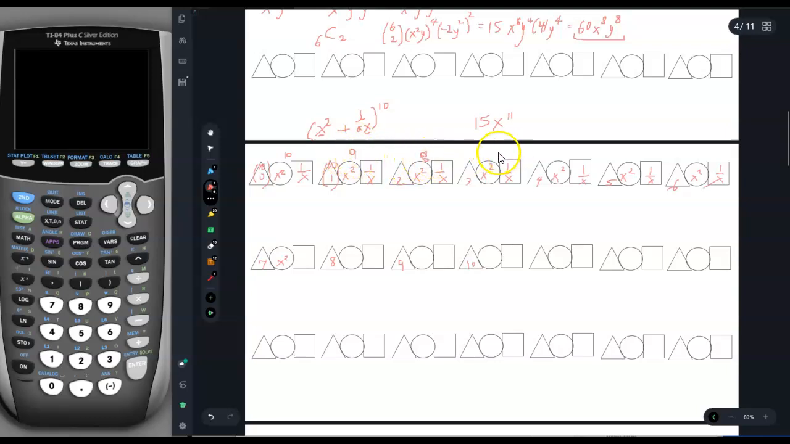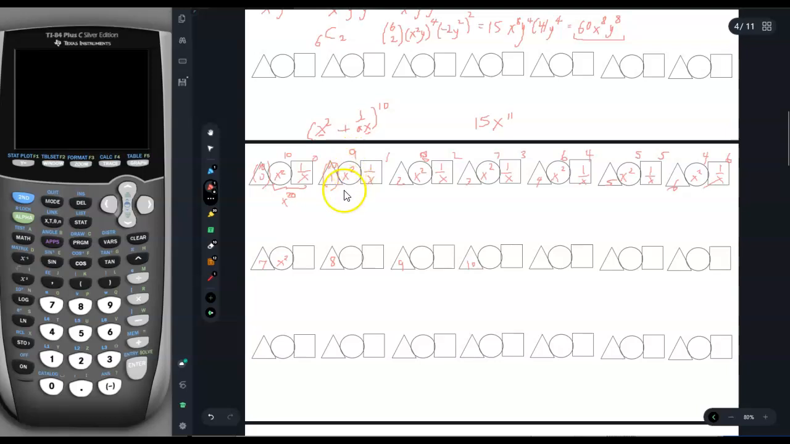8, 7, 6, 5, 4. Okay, and then the square, I start with 0 and work my way up. 3, 4, 5, 6. Okay, and let's now take a look at the x part of it to see which one of these is x to the 11th. So this one is x squared to the 10th, which is x to the 20th, divided by x to the 0, which is 1. So x to the 20th. That's too big. We want x to the 11th, not x to the 20th.